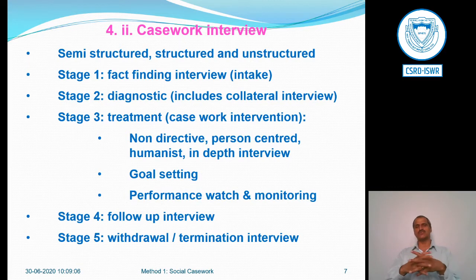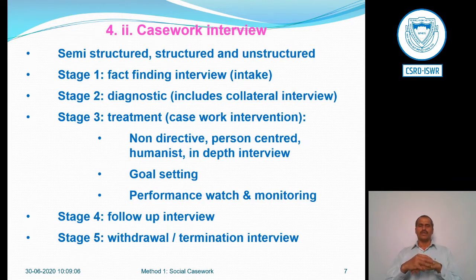So performance watch takes place, and through these interviews the caseworker monitors the progress, evaluates the client. So all these things take place during the casework intervention or treatment interview, which takes much of the casework time. It may run for a month, 2 months, 3 months, even up to 4 or 5 months. So this is the treatment process. This is the casework real interview.